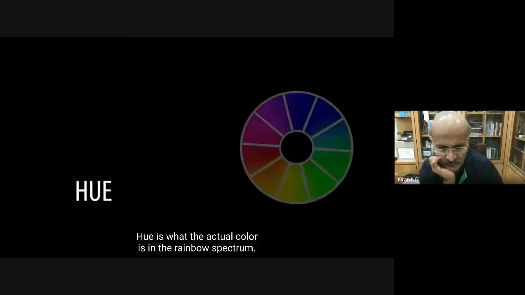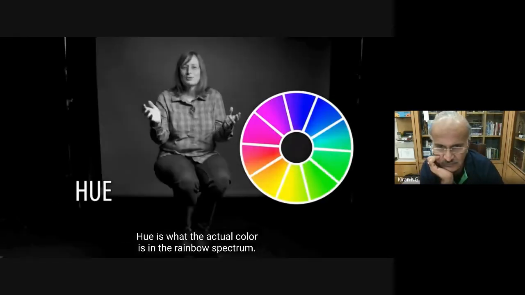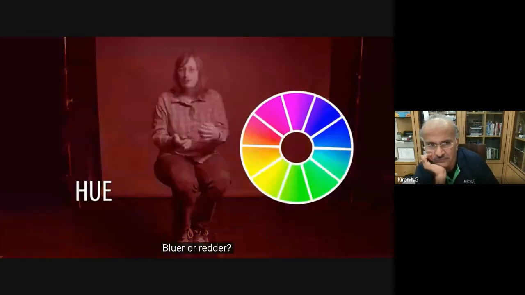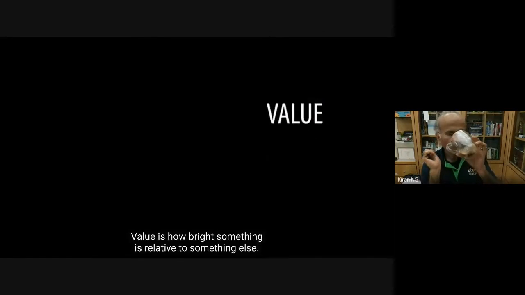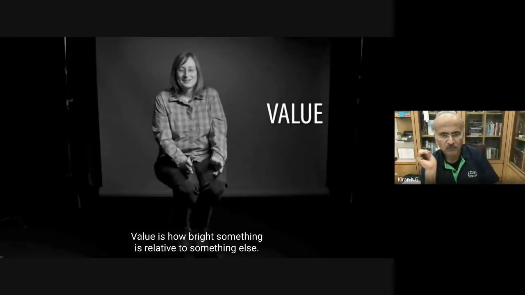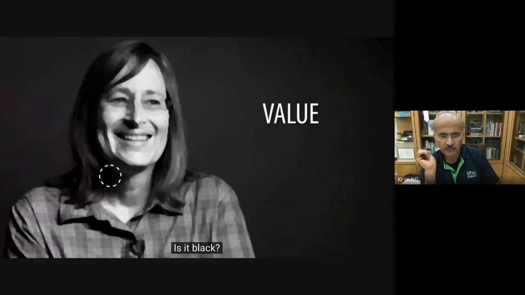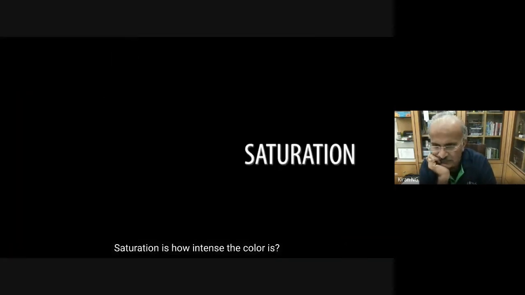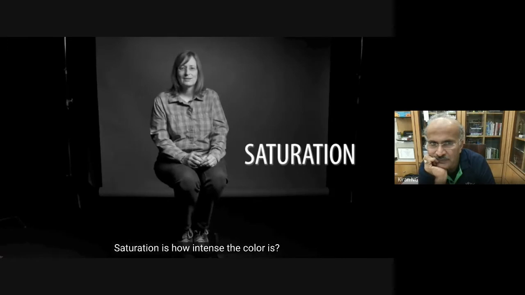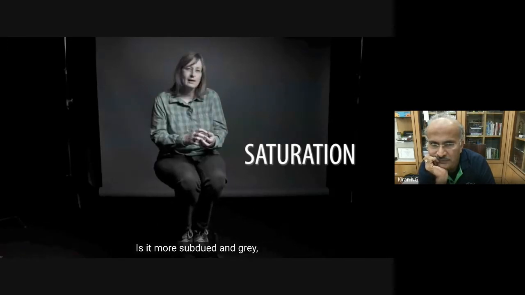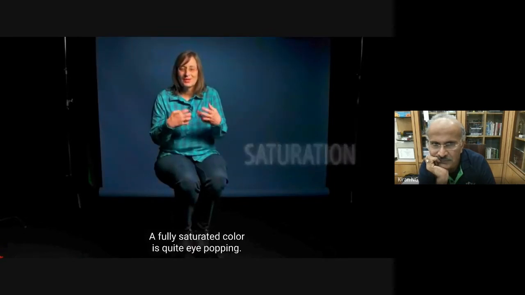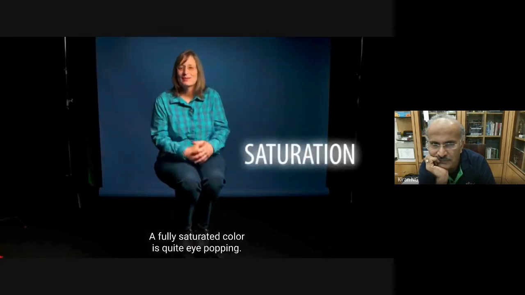Hue is what the actual color is in the rainbow spectrum. Is it more yellow or is it more orange, bluer or redder? Value is how bright something is relative to something else. Is it white? Is it black? Is it some sort of middle gray? Saturation is how intense the color is. Is it more subdued and gray, or is it more vibrant, almost fluorescent? A fully saturated color is quite eye-popping.